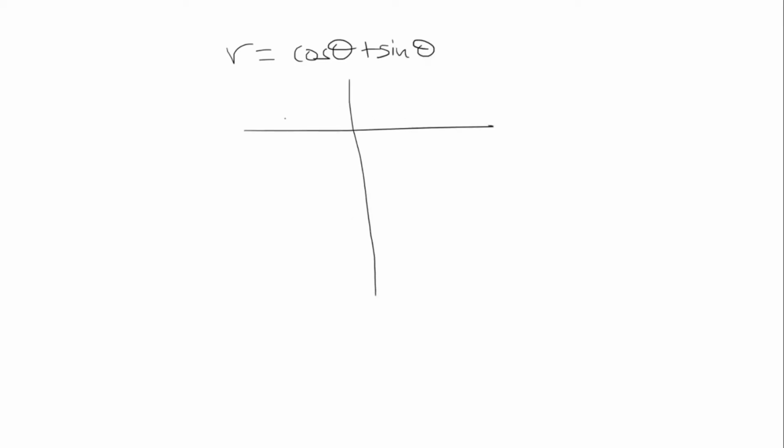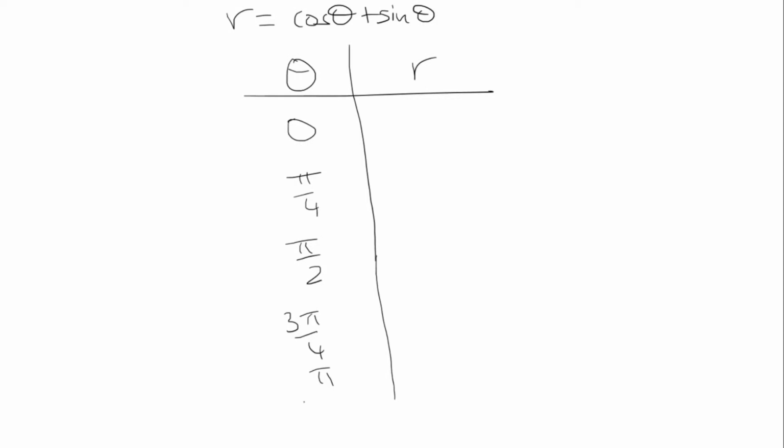We want to identify at least 5 points and graph them for r equals cosine theta plus sine theta. So in the first column, we're going to have theta. The second column, we're going to have r. So we're going to pick 0, pi over 4, pi over 2. And then we're going to keep going like this up to 3 pi over 2. And hopefully we can find a nice pattern to finish this off.